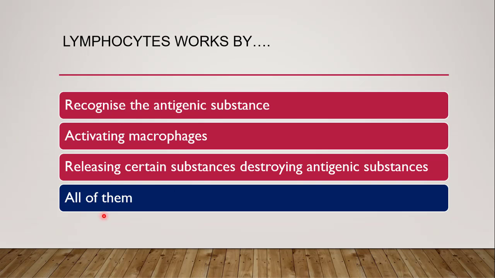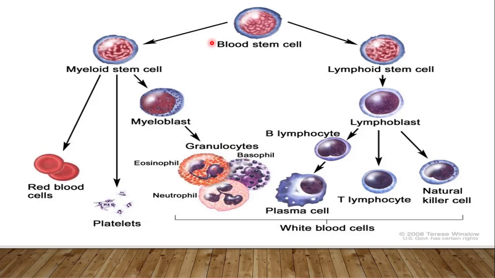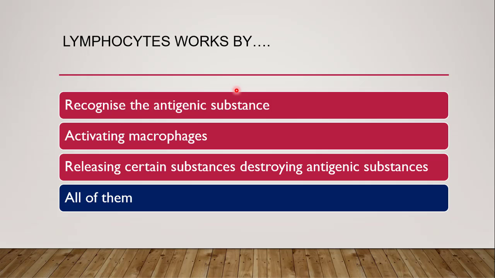As you can see here in the image, the RBCs, platelets, and this myeloblast will produce the granulocytes, that is eosinophil, neutrophil and basophils. Here the lymphoid stem cells will produce lymphoblast which will further produce T cells and B cells, B lymphocytes and T lymphocytes. So both B and T lymphocytes play the active role. In case of T lymphocytes, they work by the mechanisms given below.